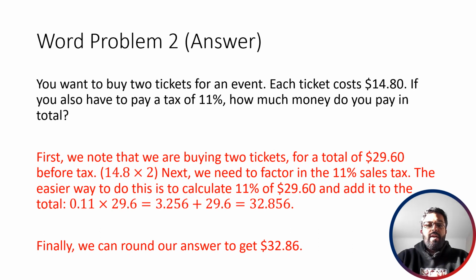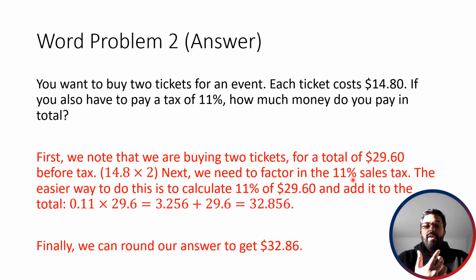So here we go. The first thing we note is that we're buying 2 tickets. I've been a little sneaky there, because it's 2 tickets and I've given you the price of 1, you have to be watchful that your first step is figuring out the price of 2 tickets, right? So we're buying 2 tickets, which is going to be $29.60. That's just this number here times 2. So that's before tax, and then we need to factor in the sales tax of 11%.